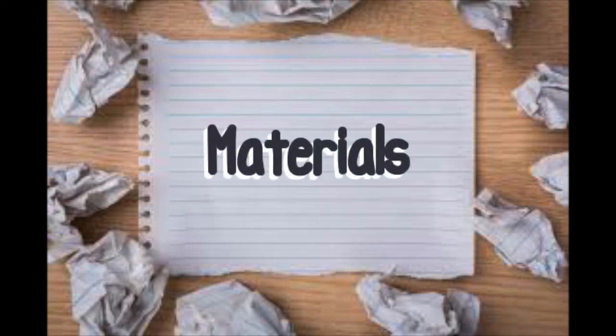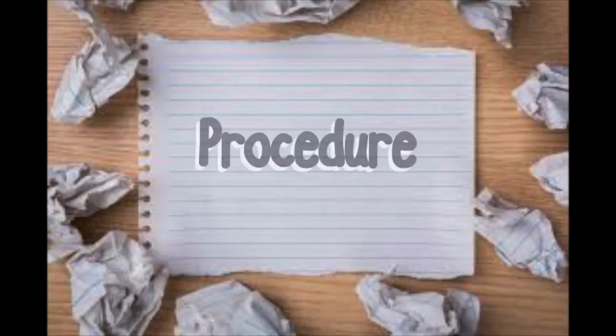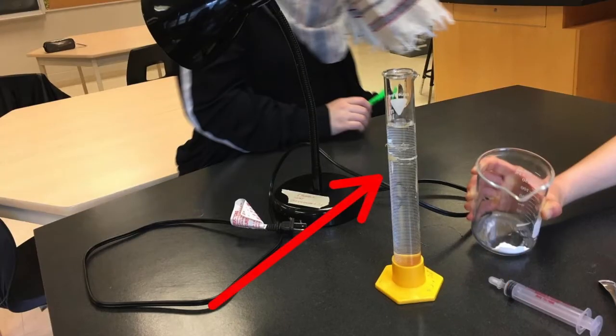The materials used in this lab were a stopwatch, a 60-watt lamp, a plastic green filter, a 10 cc syringe, 2 grams of sodium bicarbonate, 100 milliliters of distilled water, a 50 milliliter beaker, 3 spinach leaves, and a hole puncher. The procedure for this lab consists of 13 steps, but to summarize, we mix 2 grams of sodium bicarbonate into 100 milliliters of distilled water to create a 2% sodium bicarbonate solution.